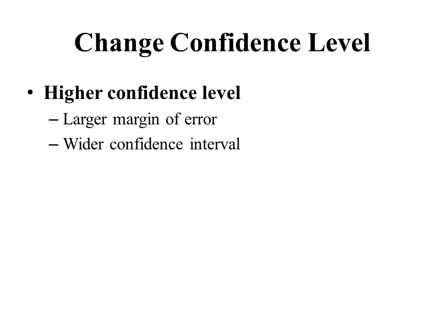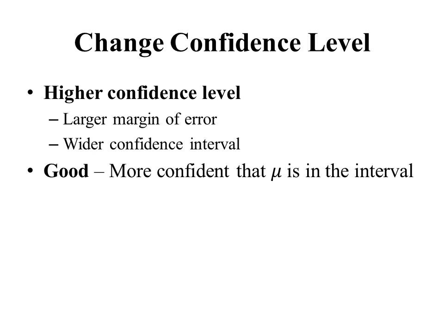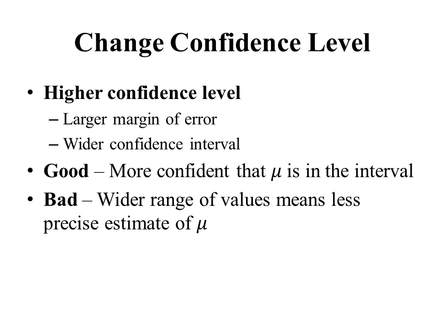Now, this is both good and bad. It's good in the sense that we're more confident that mu is in the interval than if we worked at a lower confidence level. But it's bad in the sense that we have a wider range of values for mu, which means that we have a less precise estimate of mu. And so a wider range of values doesn't really give us as much information about mu.